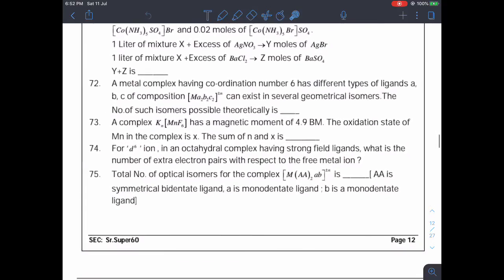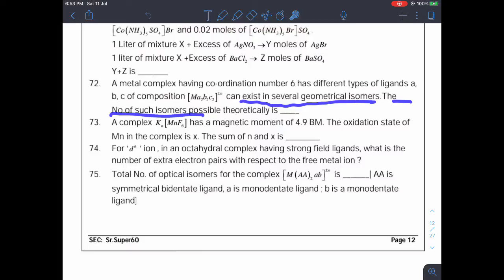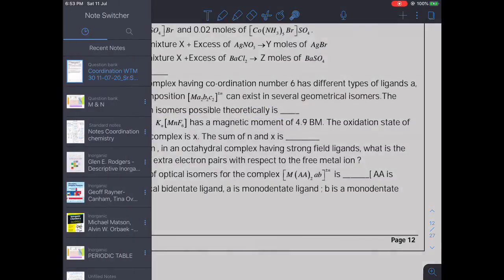Now let's move to the next question, 72. A metal complex having coordination number 6 has different types of ligand A, B and C. Obviously, when small a, b, c is used, that means unidentate ligands, it can exist in several geometrical isomers. The number of such geometrical isomers possible theoretically is? Okay, so now let's solve this. Ma2b2c2.